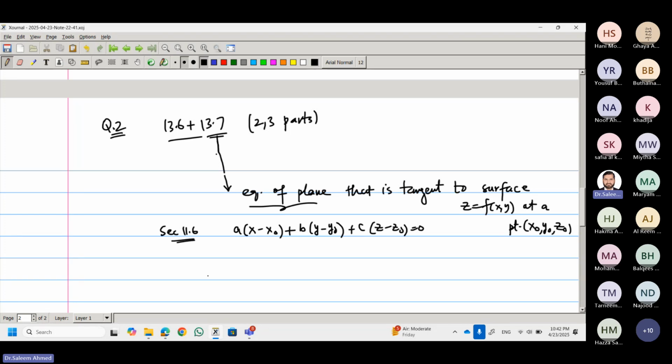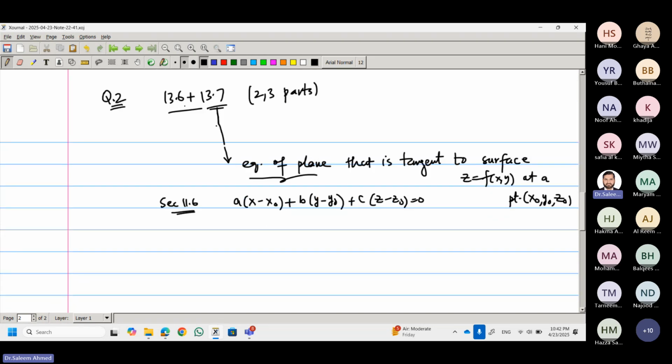This is why I wrote in that sheet that 11.5 and 6 will automatically be included in 13.7. So I don't have to ask anything from there. But the problem is in 11.6, a vector which is the normal vector ABC is given, and a point is also given, right? So this ABC is also given to you, so you can easily write the equation. But in 13.7, they don't give us the normal vector, right? So in 13.7, a normal vector is not given to us, right? Normal vector comes from the gradient.